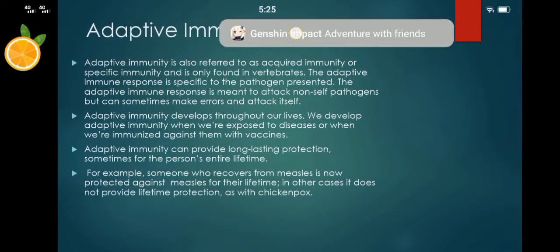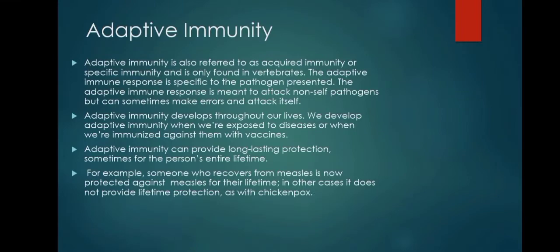Another type of immune system is the adaptive immunity. Adaptive immunity is also referred to as acquired immunity or specific immunity and is only found in vertebrates. The adaptive immune response is specific to the pathogen presented. It is meant to attack non-self pathogens but can sometimes make errors and attack itself. Adaptive immunity develops throughout our lives.